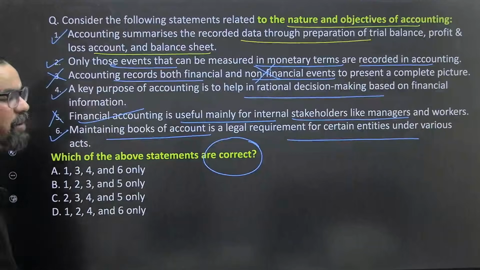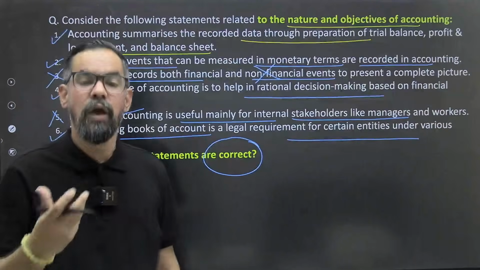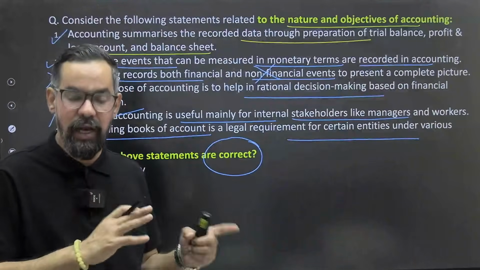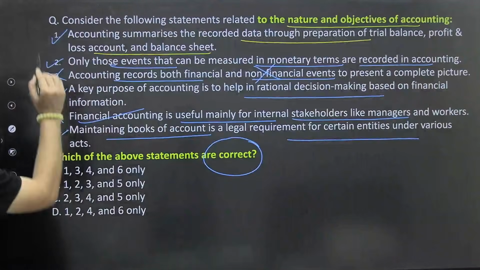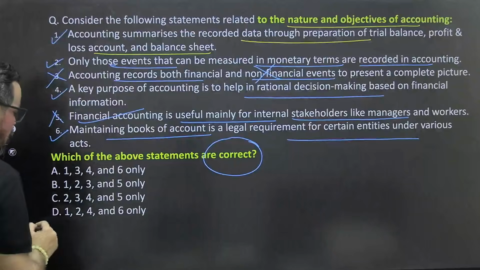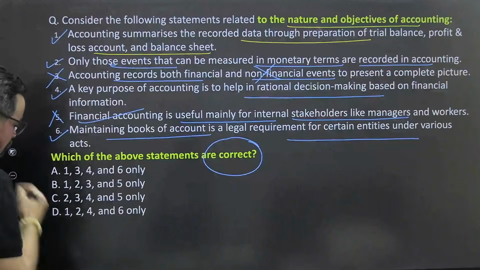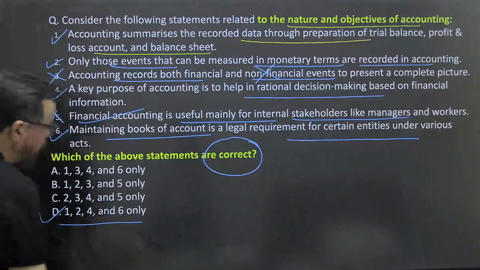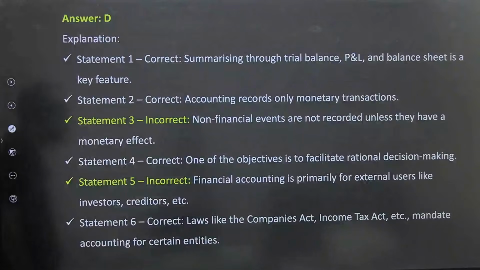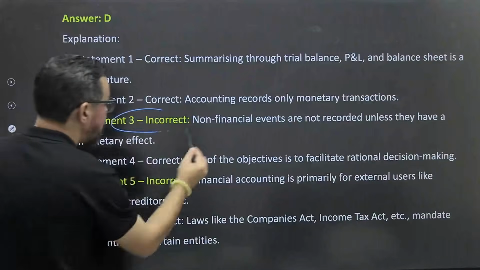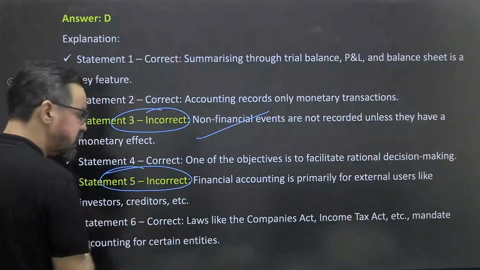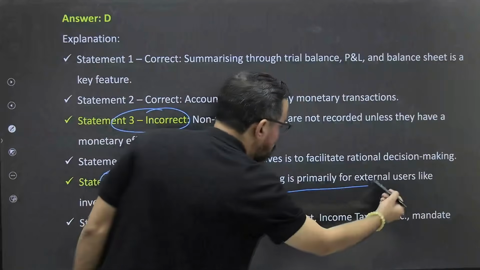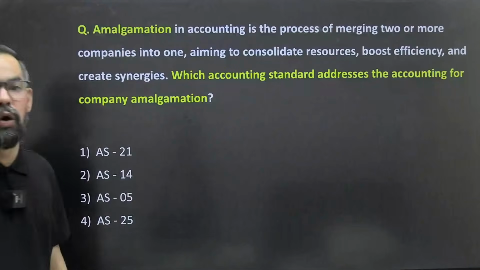Maintaining books of accounts is a legal requirement for certain entities under various laws. Yes, we have the Companies Act 2013, we have the BR Act 1949, Section 29. So as per these, you have to maintain them. So 1246, 1246 means option D should be the right answer. Statement 3 was incorrect: non-financial events are not recorded. Statement 5 was incorrect: financial accounting is primarily used by external users, not by internal ones.